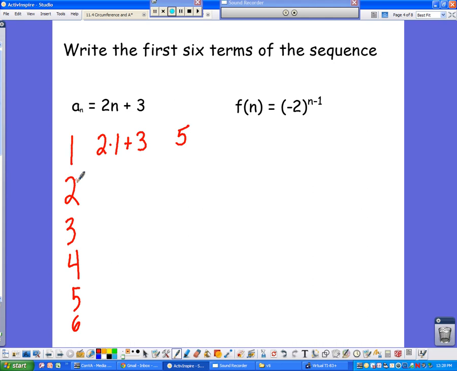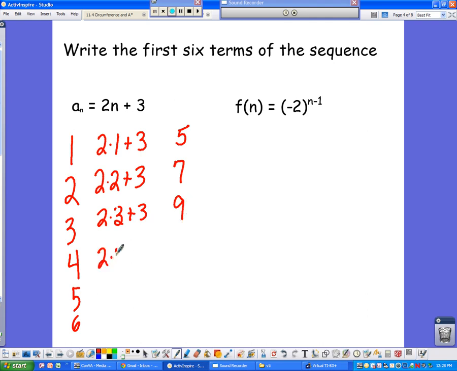Next one, we're going to replace the n with 2. So 2 times 2 plus 3. 2 times 2 is 4. 4 plus 3 gives me 7. And you may quickly find out the pattern, and you can finish these out. But let's go ahead and do it this way. So next one, I want to replace the n with 3. So 2 times 3 plus 3. So 2 times 3 gives me 6. 6 plus 3 gives me 9.